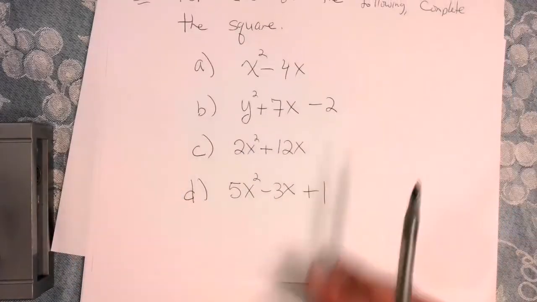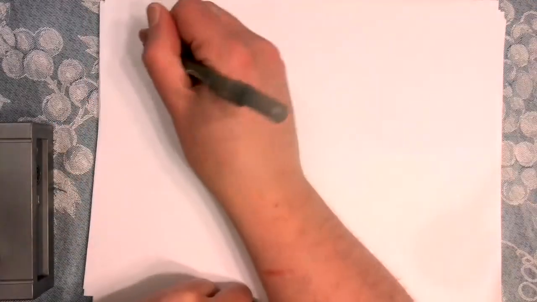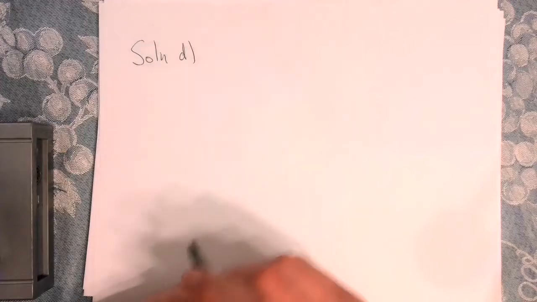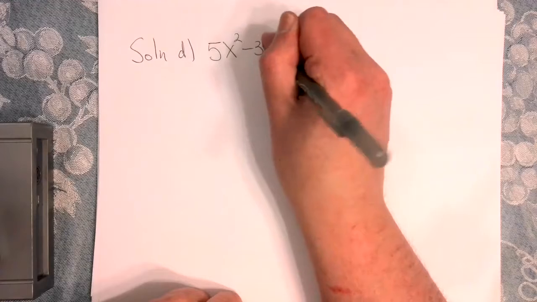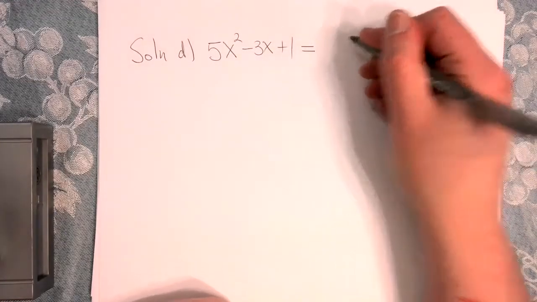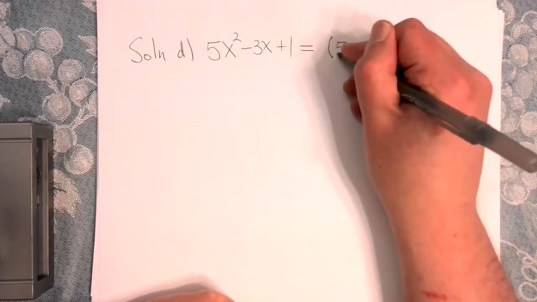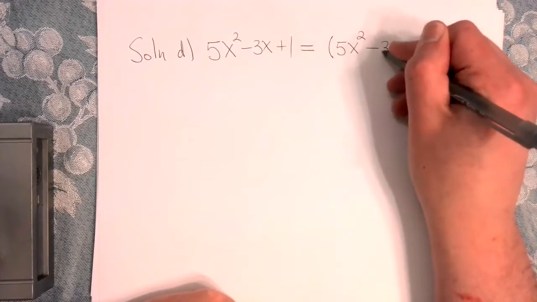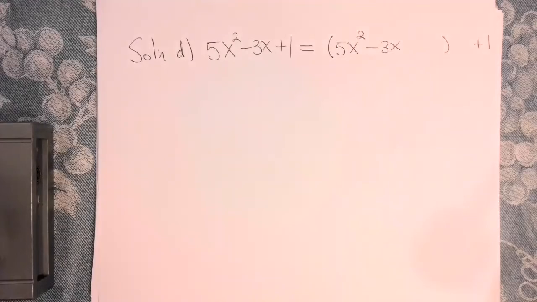Okay, so let's try the last one. So part D here. So I think this is going to be pretty involved. I think it should be fun. Let's try it out. Okay, so what are we starting with here? So we have 5x squared minus 3x plus 1. And so I want to move that 1 to the side. So I'm going to write it like this. X squared minus 3x. And then I move that plus 1 way over.